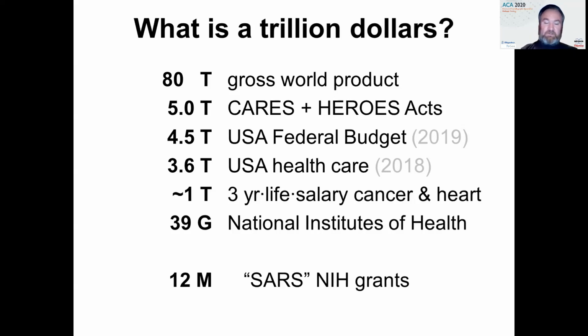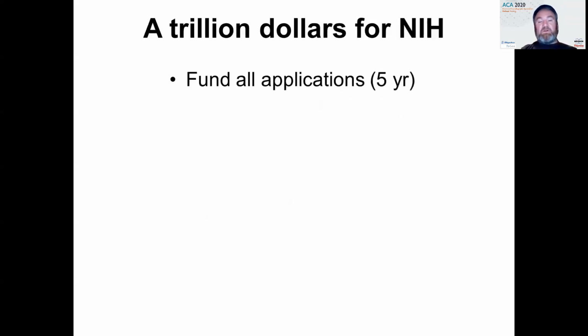By comparison, the amount of NIH grants spent mentioning SARS last year adds up to only about 12 million. Viruses in general, about 1.5. But that's a pretty substantial fraction of what the NIH does, considering all the things that the NIH is responsible for. So what if the NIH had $1 trillion? Well, that would be enough to fund all the applications that were sent in for the last 5 years. Not just the ones that were funded, not the ones with good scores, all of them.